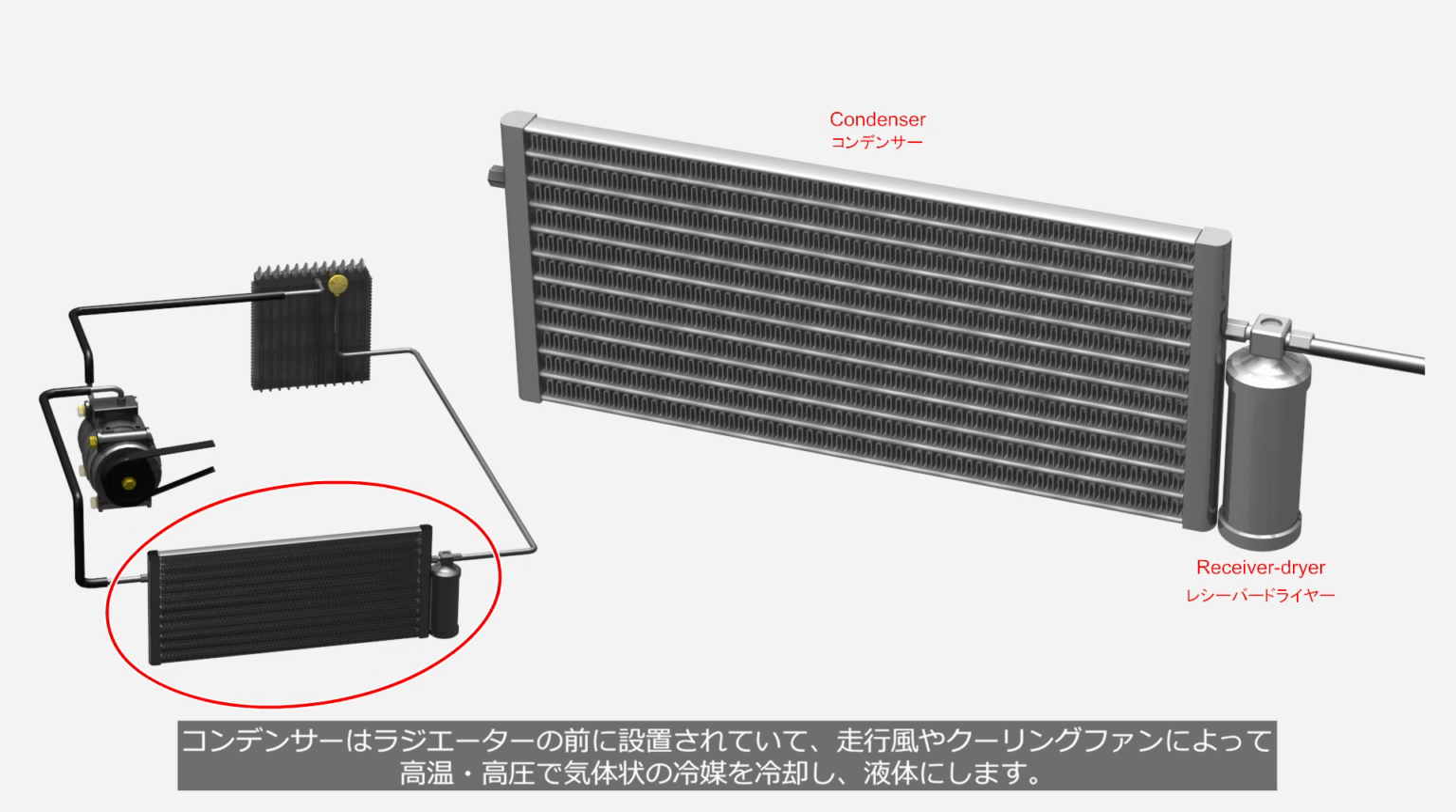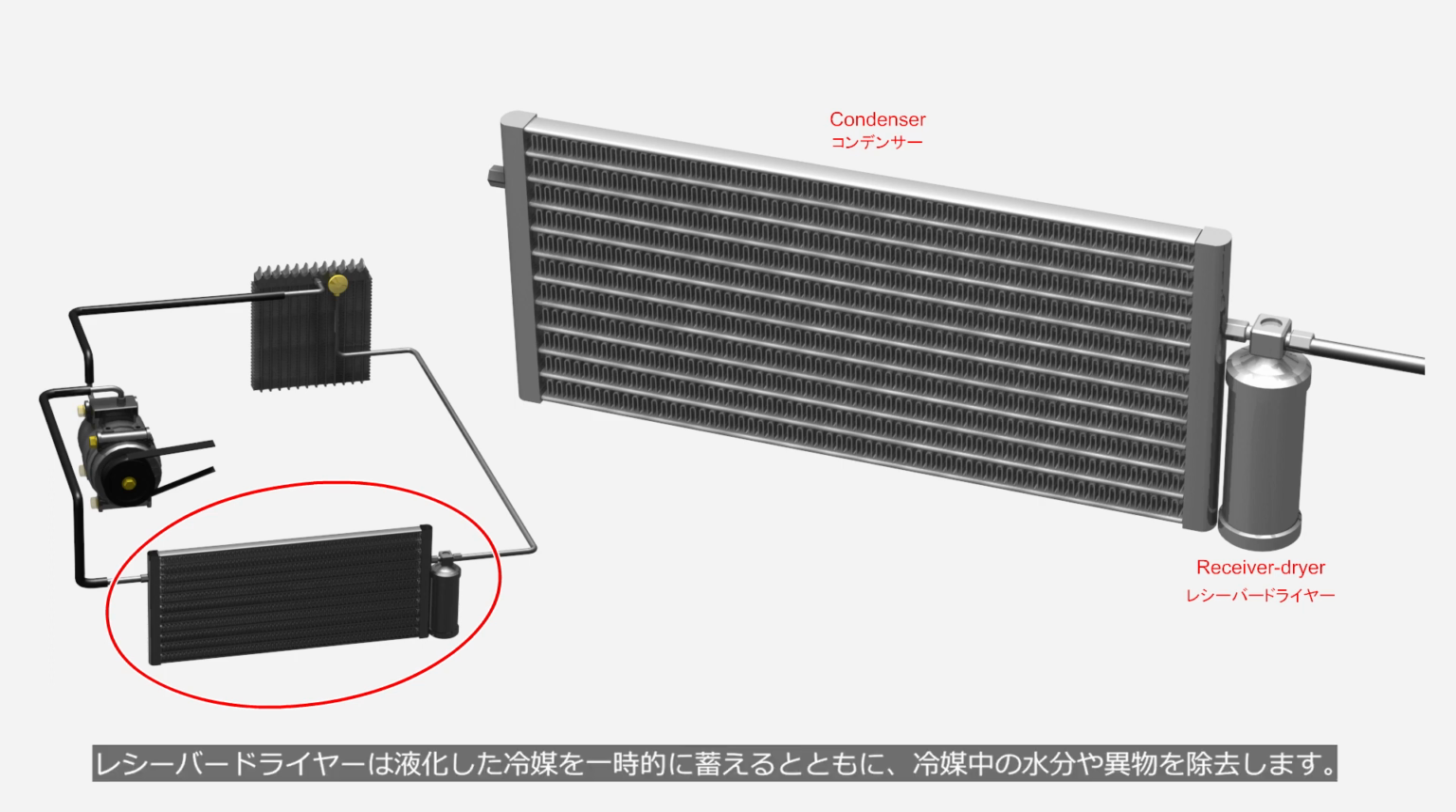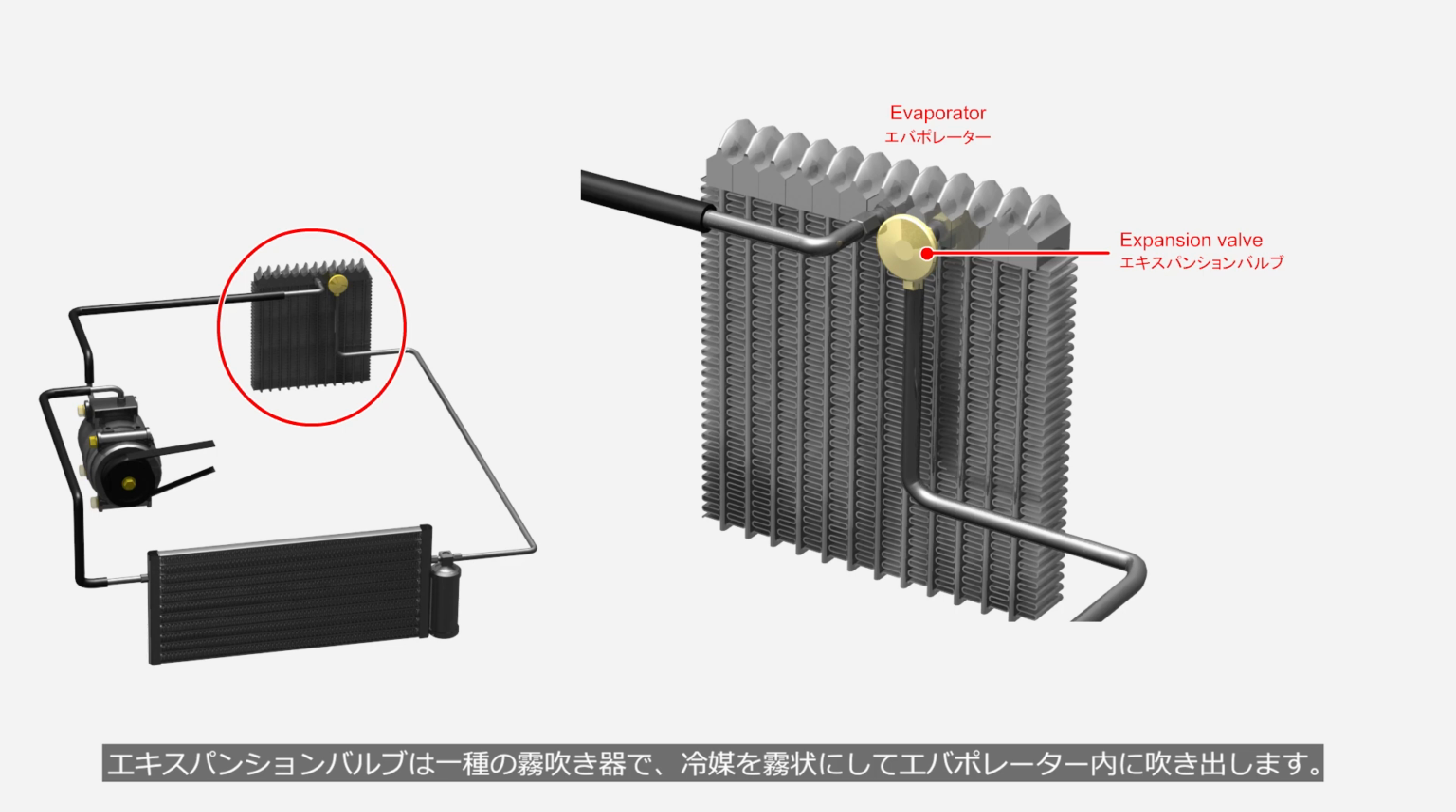A condenser is placed in front of the radiator, where it cools the high-temperature and high-pressure refrigerant gas to condense it into a liquid state. A receiver dryer temporarily accumulates liquefied refrigerant and removes moisture and impurities from it. An expansion valve functions as a kind of atomizer, spraying the refrigerant in a mist form into the evaporator.